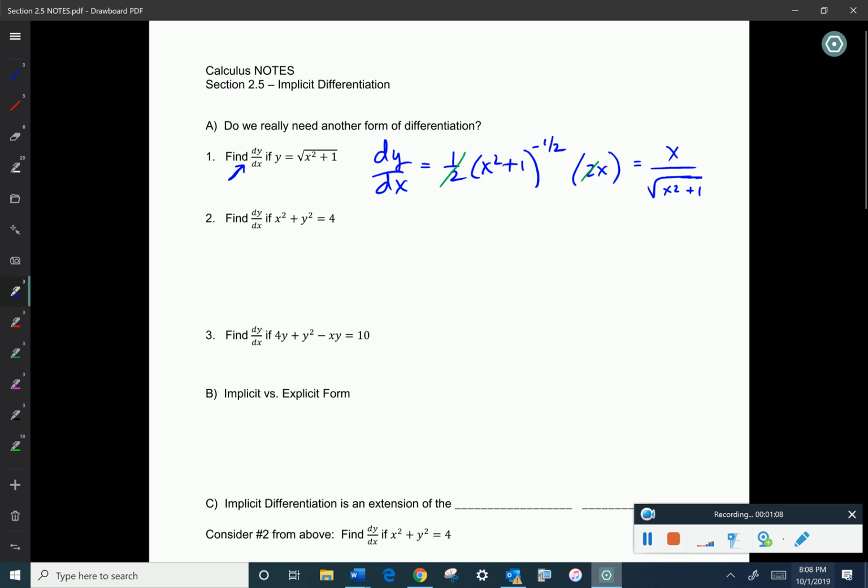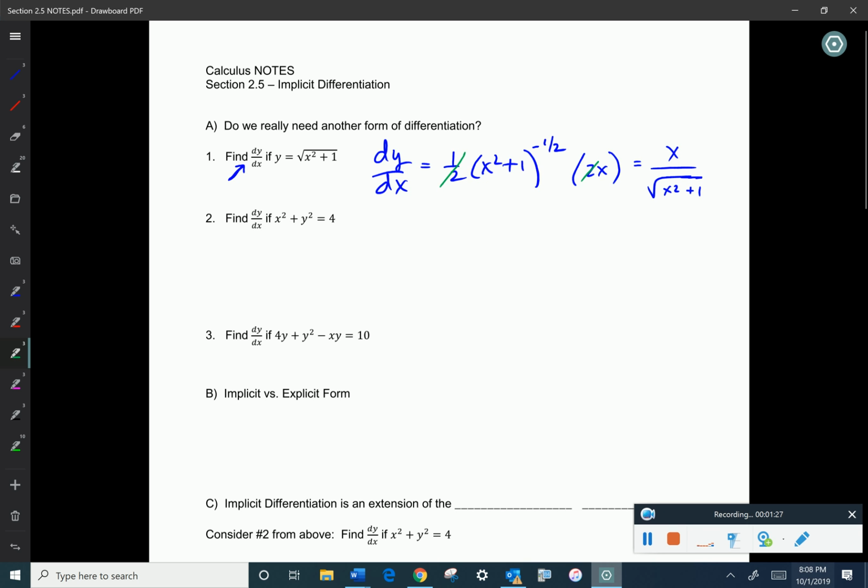But look at number 2. Notice on number 2, we're supposed to find the derivative, but look at the equation. It's x squared plus y squared equals 4. In other words, it's not solved for y. Well, I could solve for y and then take the derivative, right? Just like I did on number 1.